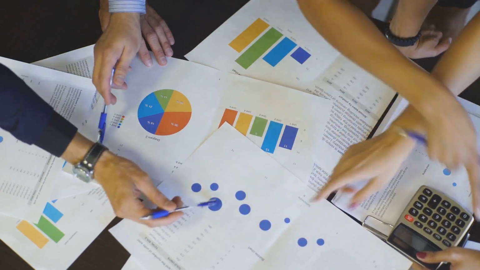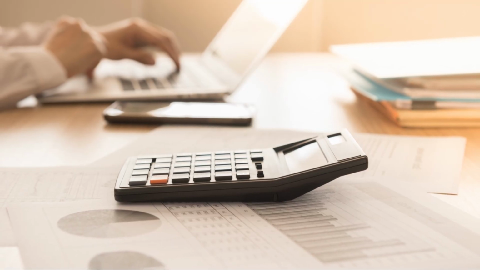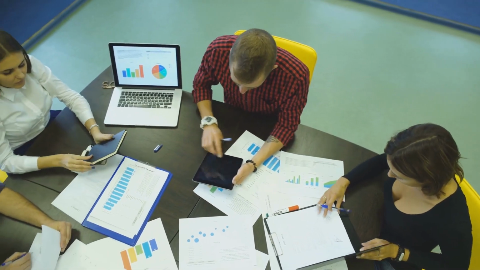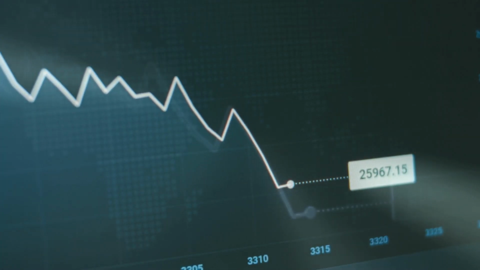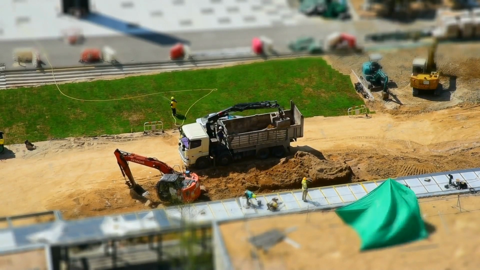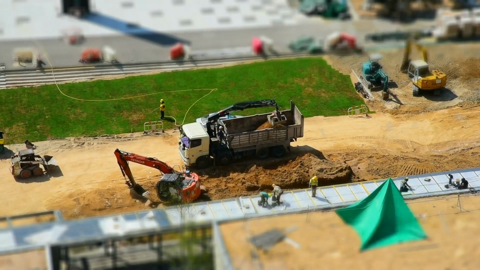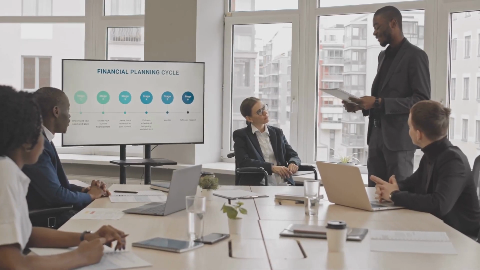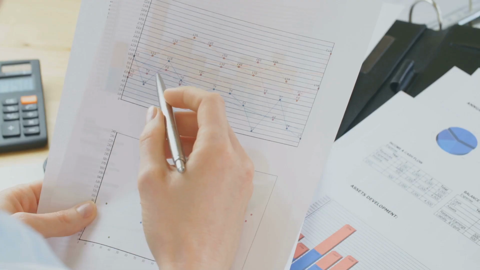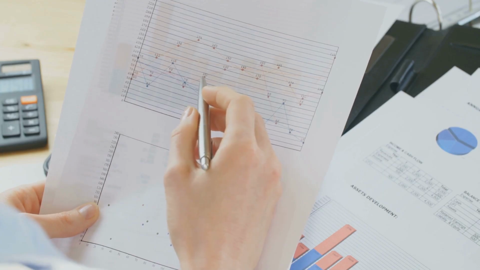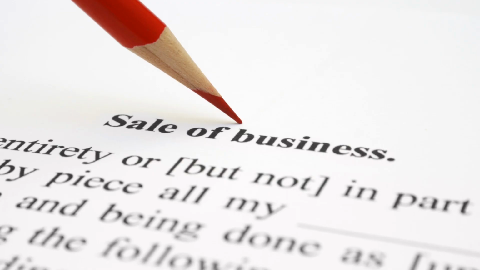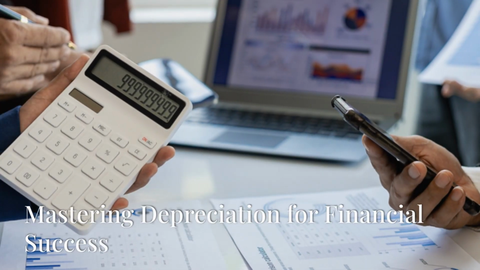Depreciation and financial decisions. Understanding depreciation isn't just about crunching numbers, it's about making informed financial decisions. When you have a clear picture of your assets' declining value, you can make better decisions about when to replace or upgrade assets, plan for future capital expenditures, and accurately assess the profitability of your business. Depreciation impacts your financial statements, which in turn can affect your ability to secure loans, attract investors, or even sell your business.